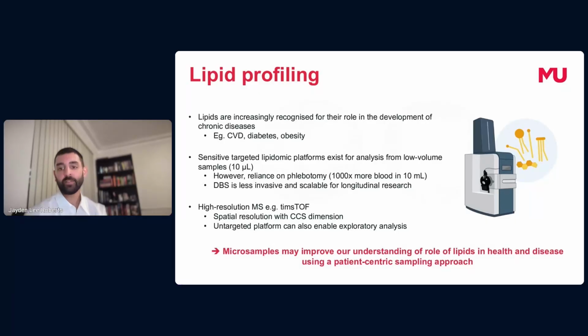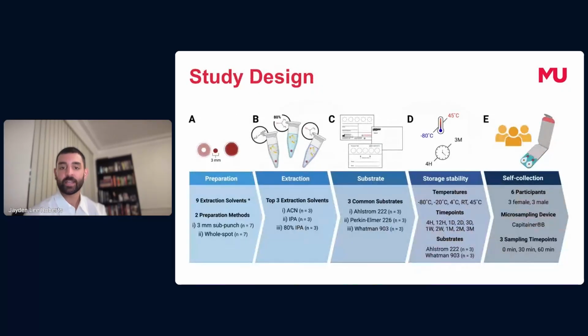As part of my study design, I've laid this out here so you can see how I went about conducting this research to develop this method for mass spectrometry. We wanted to assess a variety of parameters that were applicable to DBS microsamples to ensure a practical workflow for lipid analysis from a DBS. This included sample preparation, extraction, substrate selection, and stability, as well as validating this in a real-world cohort in order to ensure that patients could self-collect these samples and they could be analysed sufficiently.